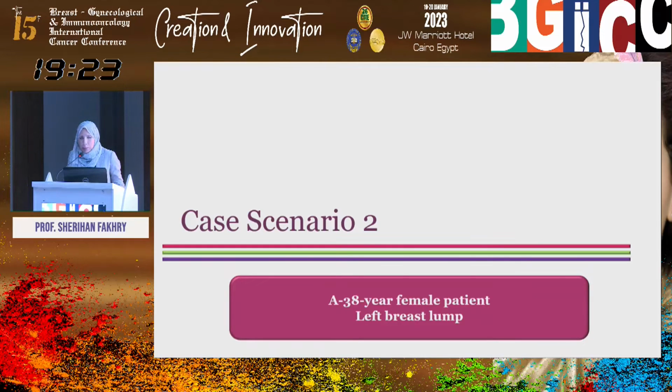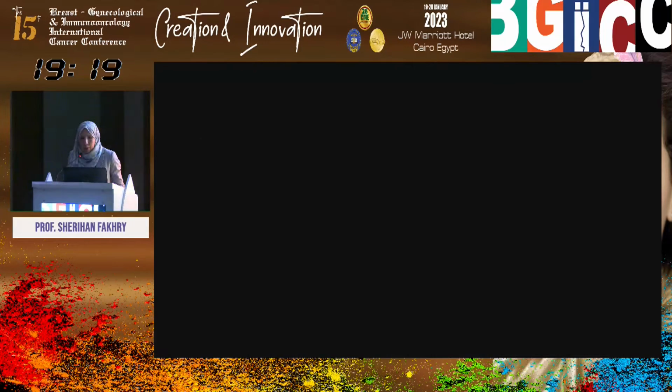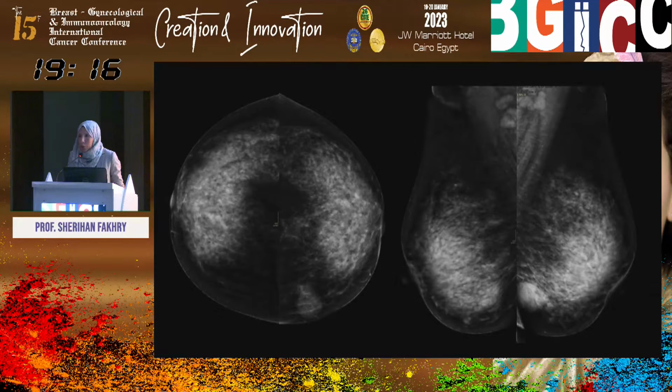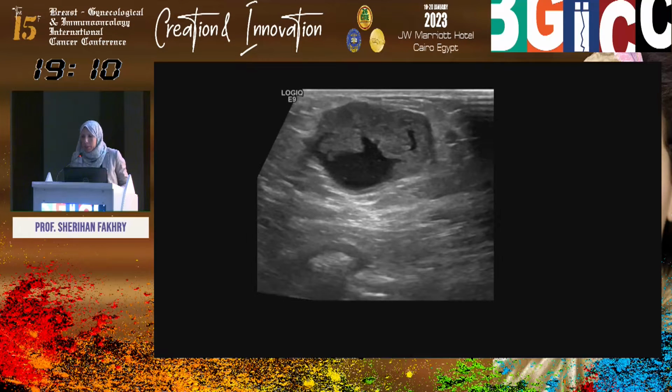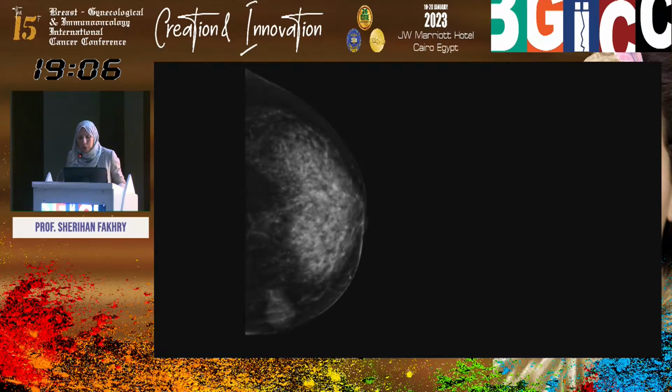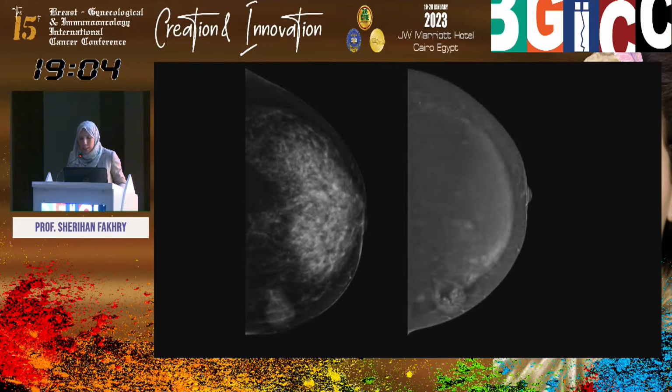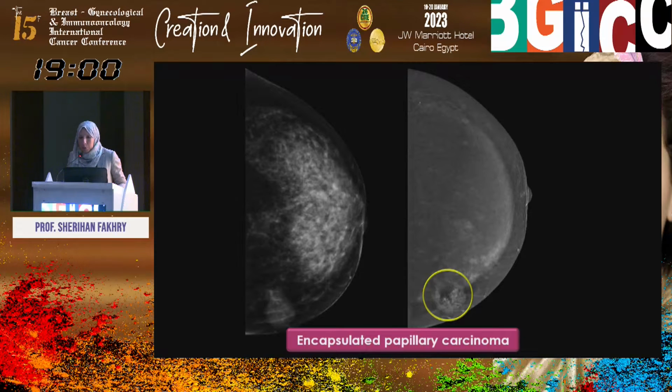The second case is about a 38-year-old female patient with a left breast lump. Her mammography showed a left breast circumscribed lesion. By ultrasound, there was a complex cystic lesion with an intracystic solid component that showed heterogeneous enhancement on contrast-enhanced mammography, and pathology revealed encapsulated papillary carcinoma.